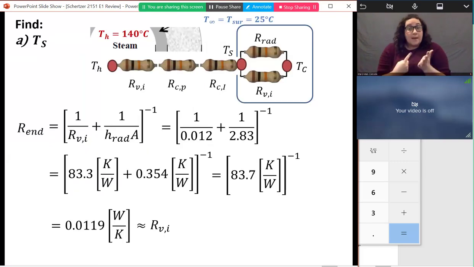So that's the end of problem 1. Does anyone have questions about how we approached this problem?